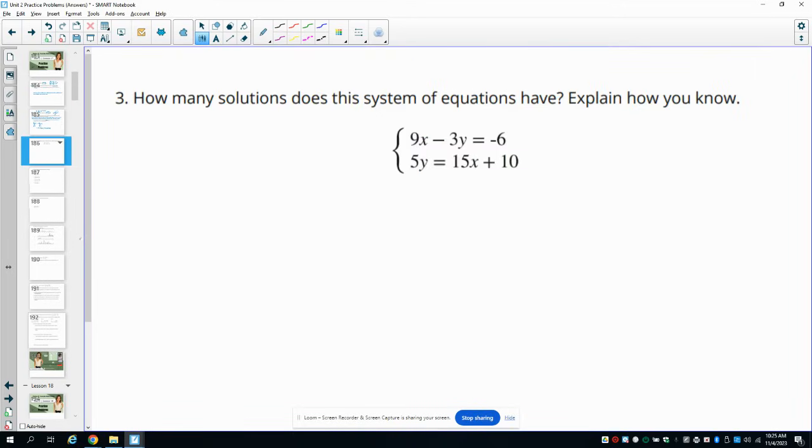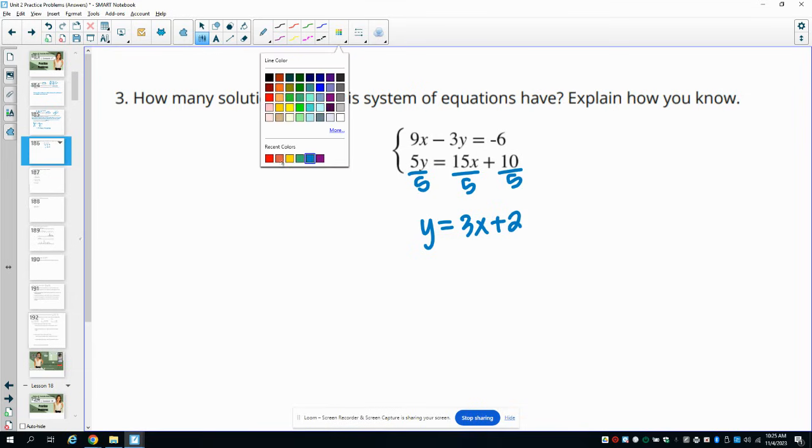Number 3, how many solutions does this system have? Explain how you know. So you could go ahead and try and solve this. So if we take a look here, I'm going to divide this by 5. So this bottom equation, we're going to get down to y equals, 15 divided by 5 is 3, and then 10 divided by 5 is 2. So that's that equation solved for y.